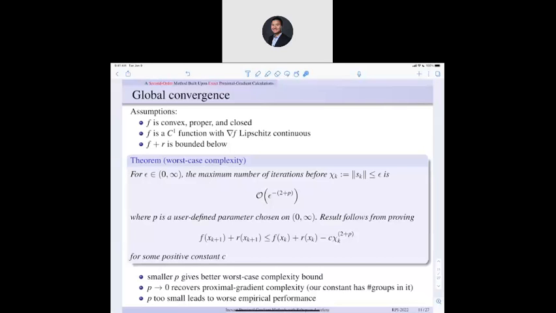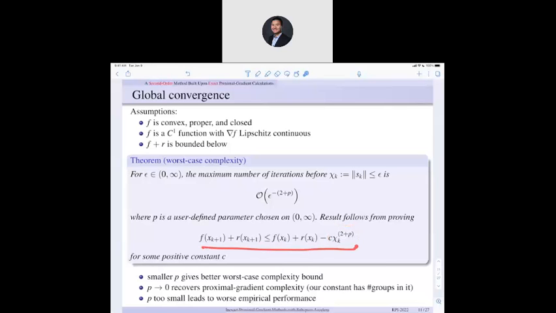But other than that, there's no restrictions. Now, this result follows because we can prove that for each iteration of our method, this is the value of our objective function at the kth iterate. Once I use our algorithm and we generate xk plus 1, the amount of decrease in the objective function is going to be proportional to chi to the 2 plus p. So this is a key result we need to prove.